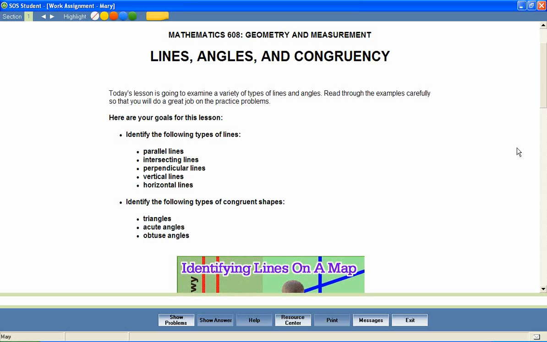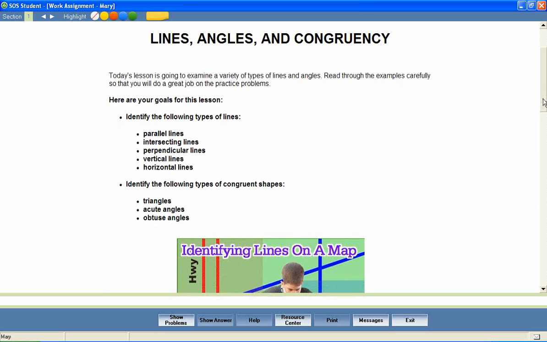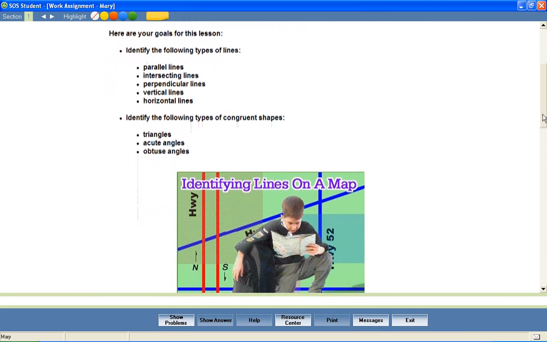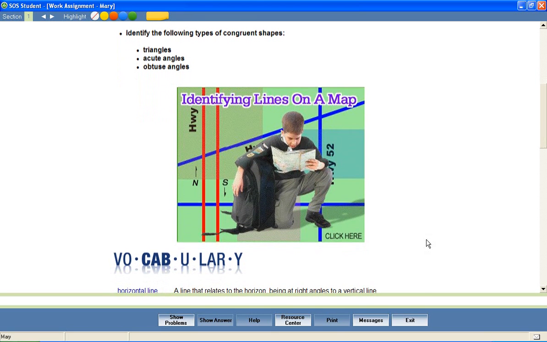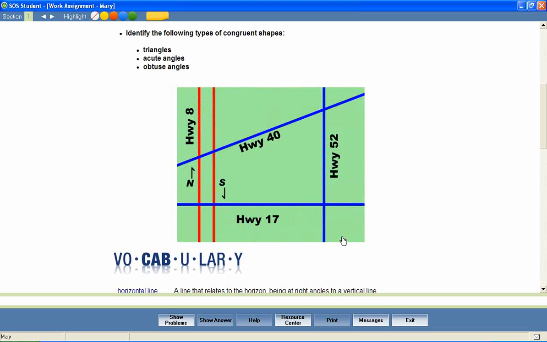A variety of audio-visual presentations, including videos, slideshows, and animations, provide reinforcement of lesson content. A good place to see different types of lines is on a map. Take a look at this road map. Notice how the north and southbound sides of Highway 8 form parallel lines. They are the same distance apart. They could go on forever and would never meet.